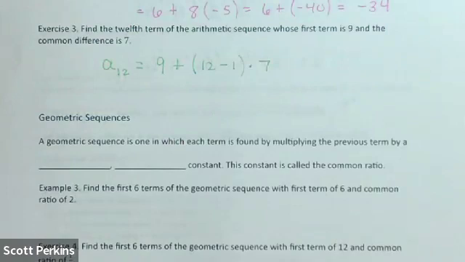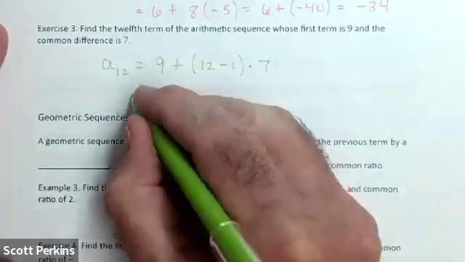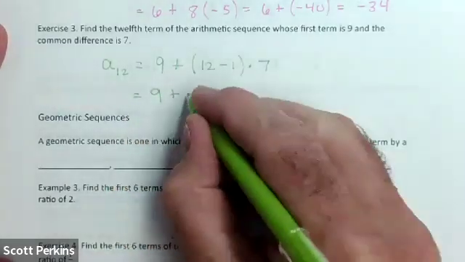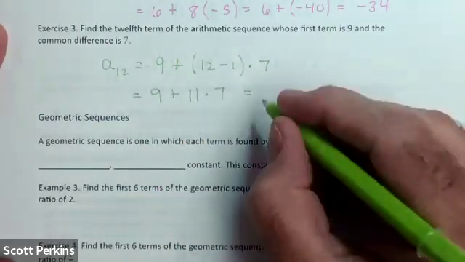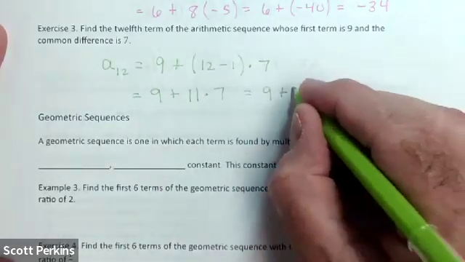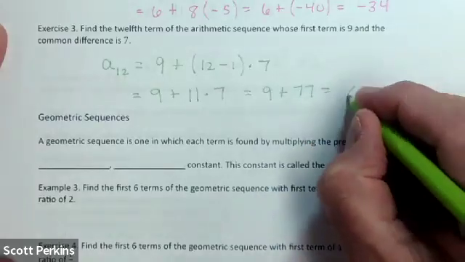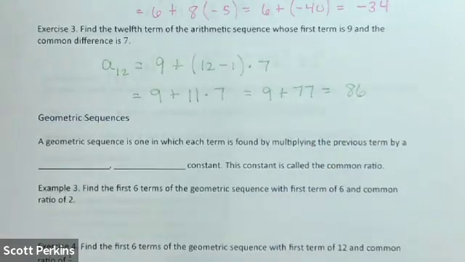Before I go and do the arithmetic, is everyone doing okay? Any questions, comments, concerns about either what an arithmetic sequence is, how to list the terms, or how to find a specific term? We doing okay? All right, so then the arithmetic on this is 9 plus 11 times 7. Order of operations tells me to do that multiplication first. So that's 9 plus 77, and 9 plus 77 is 86. So if I listed out all those terms. All right, so that is an arithmetic sequence.